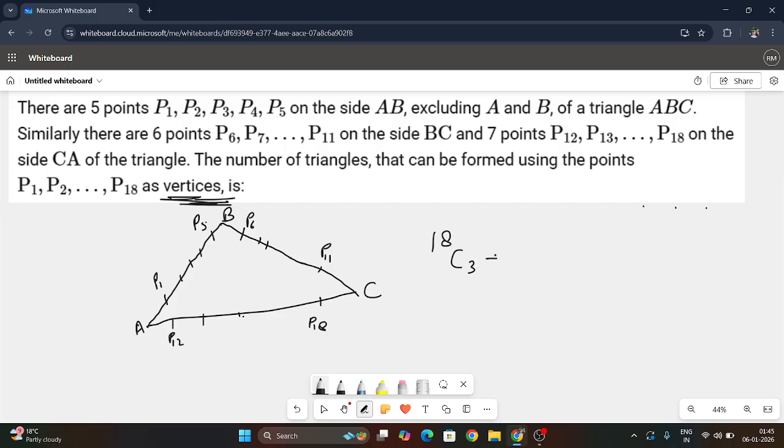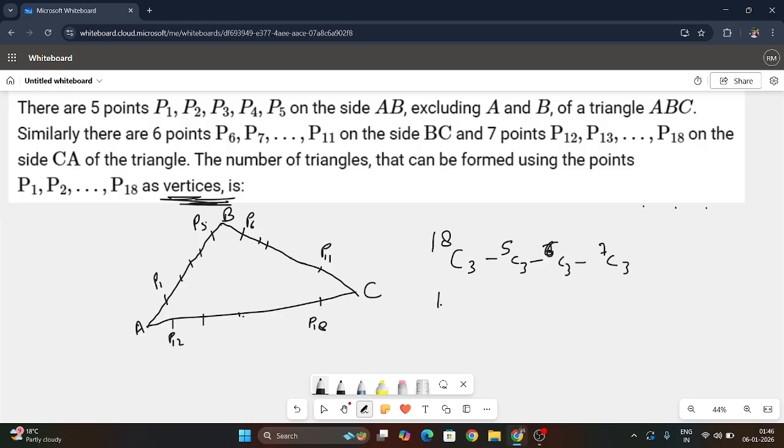So you have to write here 18C3 minus 5C3 minus 6C3 minus 7C3. How many points? 5 points are there, 6 points is there, and this is 7. 7C3. Okay, now this is going to be your answer. And I hope that you can do it. Now you have to do just the basic calculation and you get the answer. Okay, so let's solve it.